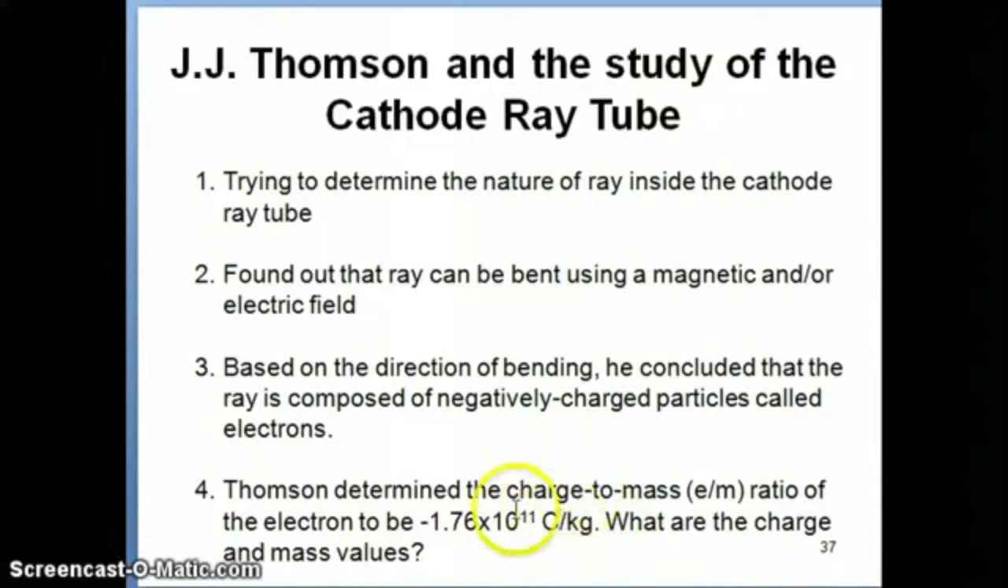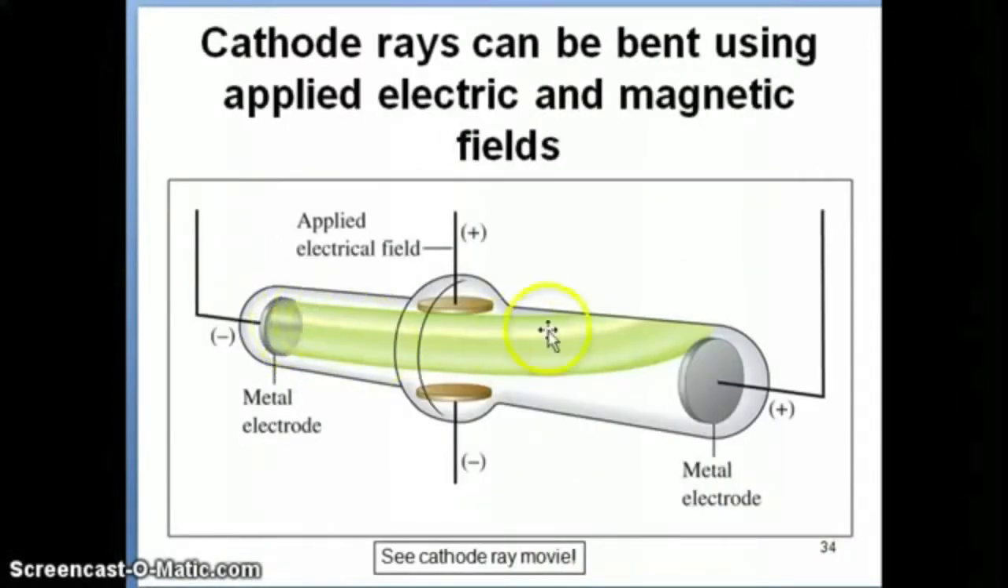So let me just mention what this charge to mass ratio is. Remember that in the cathode ray tube experiment, he was able to influence the direction of the cathode ray, in other words bend it, by applying an appropriate magnetic or electric field outside. Because the rays are composed of particles, he concluded the degree of bending will depend on how heavy the particle is, which is the mass of the particle. And because the particles are negatively charged and interact with the positive and negative electric field, the degree of bending will also depend on the charge of the particle. So both mass and charge will influence the degree of bending of the electron.